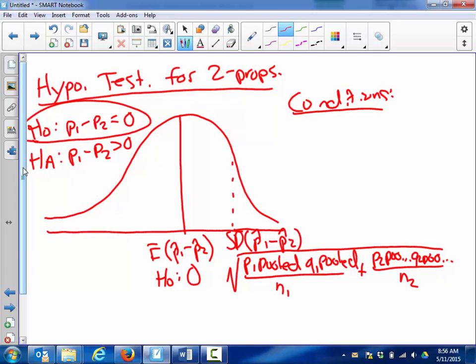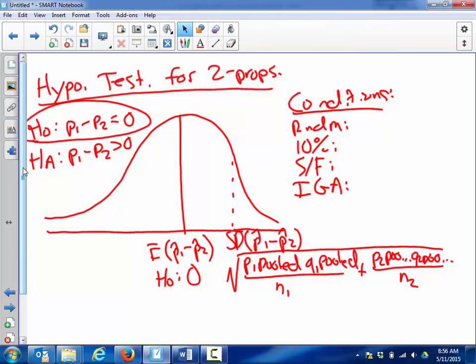Conditions, same as in the last slide, are the following. Your randomization, your 10%, your success/failure, and your independent groups assumption. Okay, so check it out.